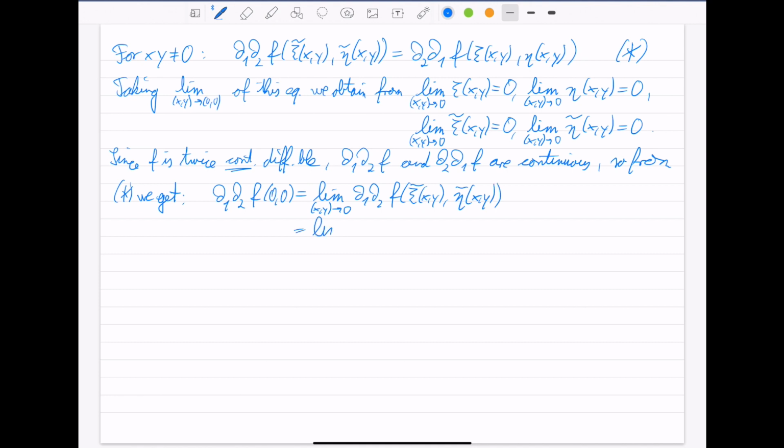This is the same as the limit, by now using the equation star, of d2, d1 f of psi xy, eta of xy. And now by the same way, this is continuous, so this is the same as d2, d1 f of 0, 0, and this is what we wanted to show. So the partial derivatives commute, and since we had all these WLOGs in the beginning, this really shows the general case, so this in fact completes the proof of the theorem of Schwarz.